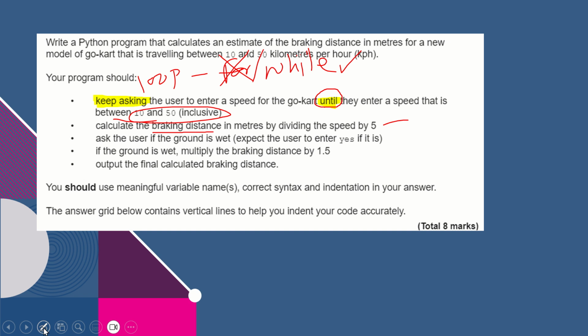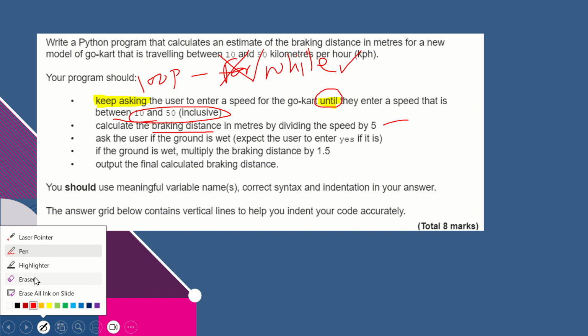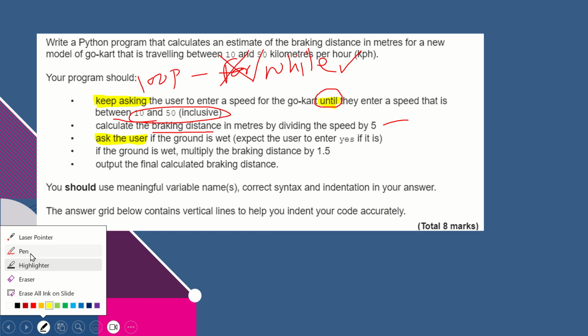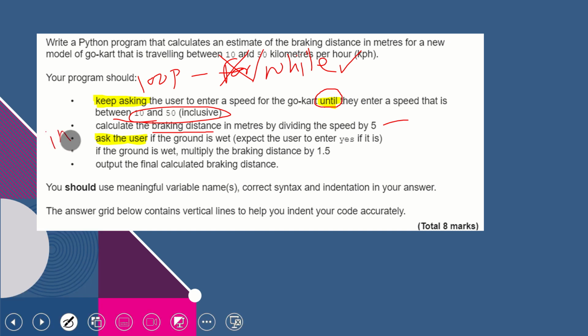Now the second part that you should be looking at is ask user. When you are saying ask user, it's nothing but input. Okay, so that's what you should be writing for. If the ground is wet, remember the answer is yes. That's what they are saying. So here you are not using int or anything. It's a simple input, okay?